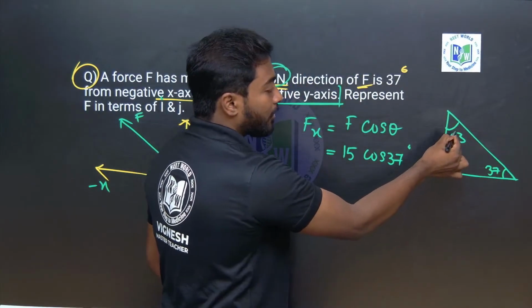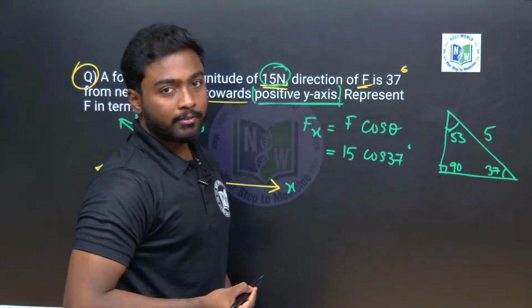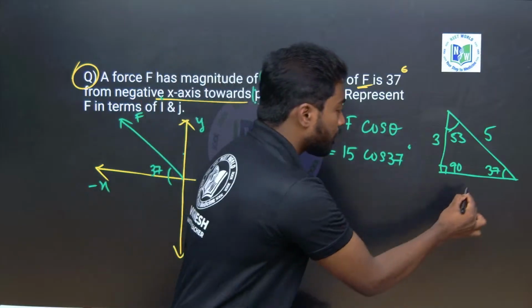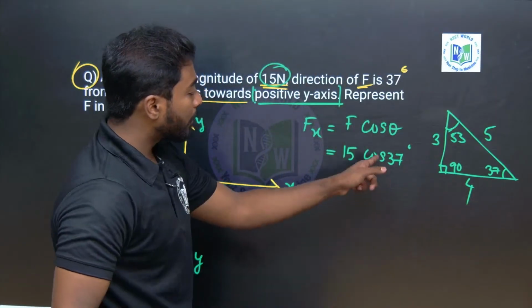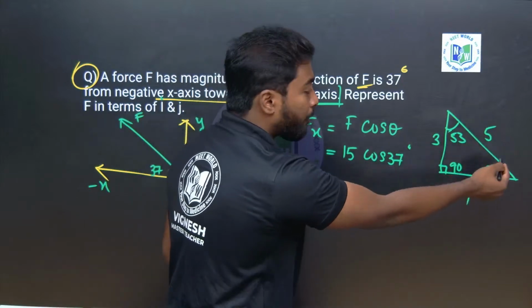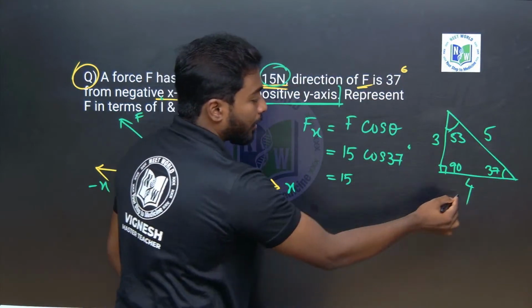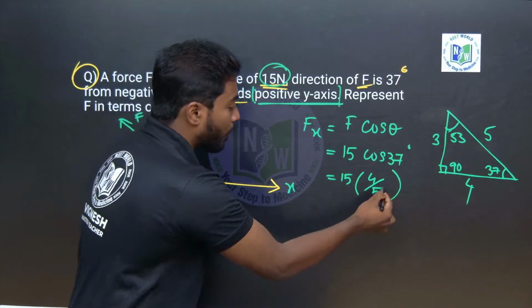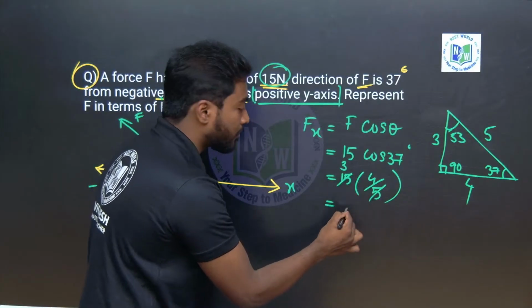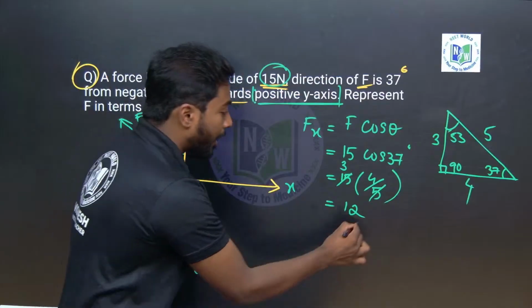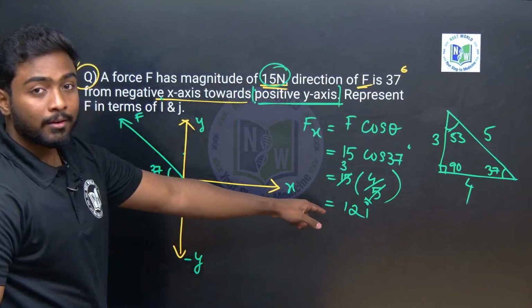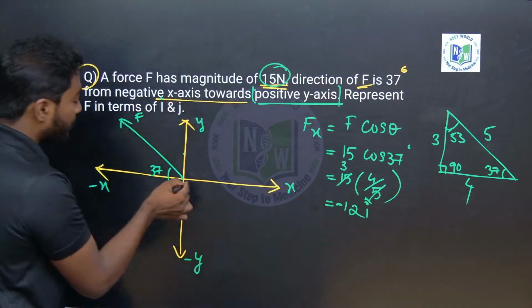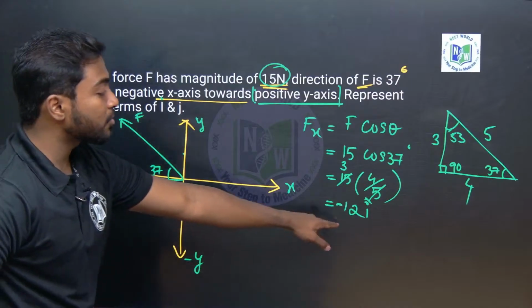So take the 5 with respect to the hypotenuse. The remaining number is 3, so keep the 3 here. So 3, 4, 5. 4 will be my other side. Now cos 37 is adjacent by hypotenuse. So 15 into adjacent, that is 4, hypotenuse is 5. Understood? So what will be my answer? This is 12. So 12 I cap. Now the sign, either it is positive or negative. It is negative because it is in the negative x-axis. So minus 12 I cap.